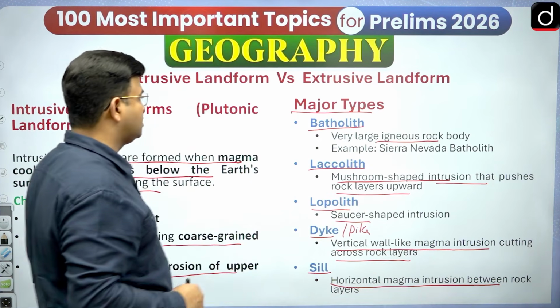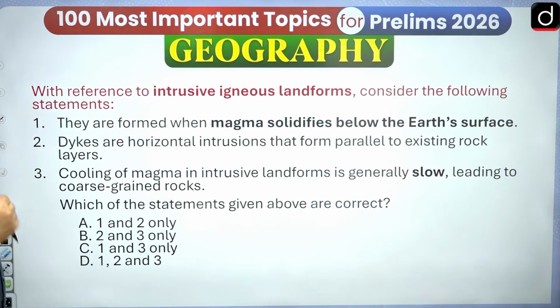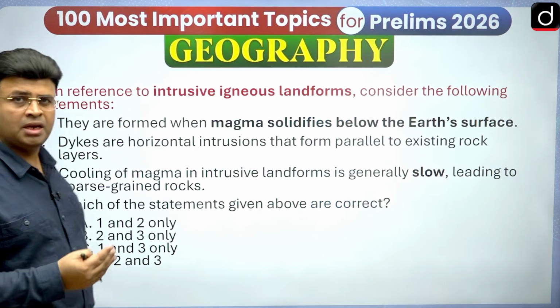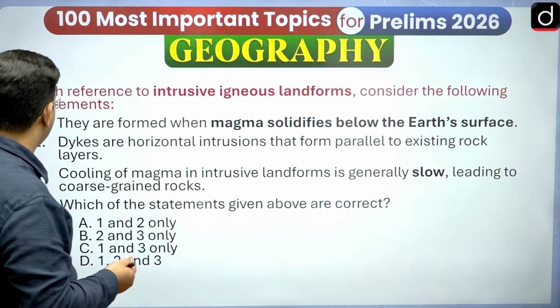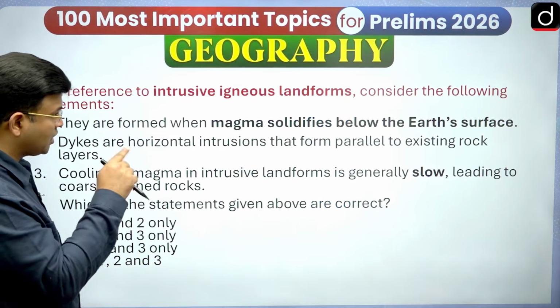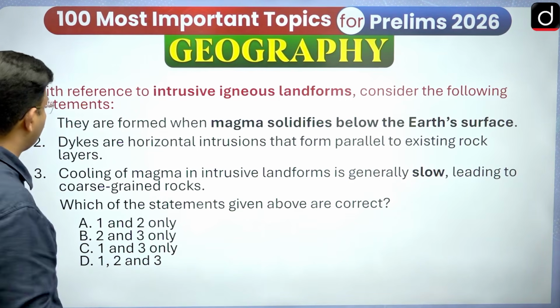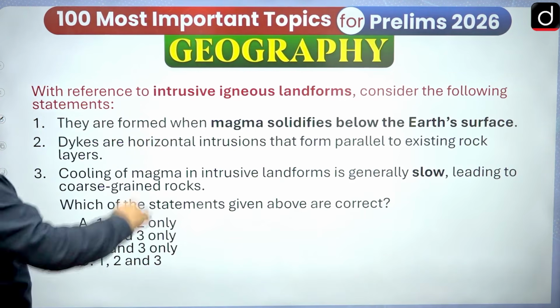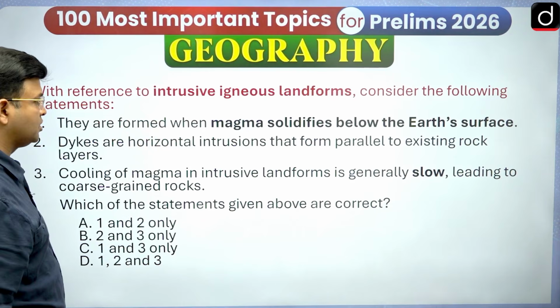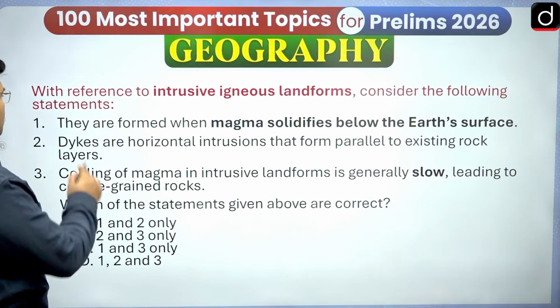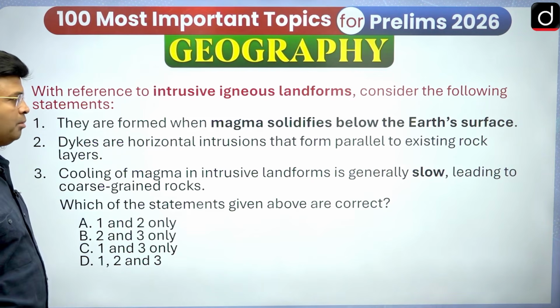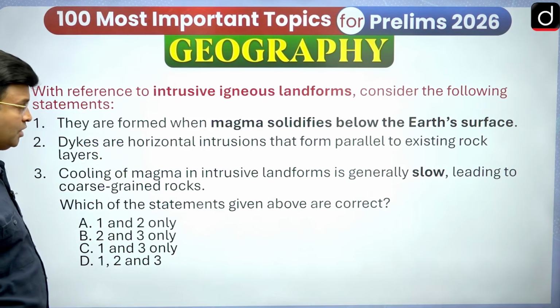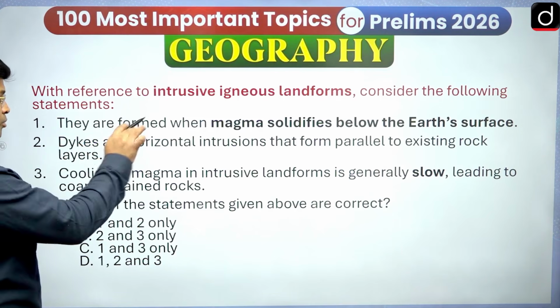Okay, this is about intrusive volcanic landforms. Let us see a question based on intrusive igneous landforms. With reference to intrusive igneous landforms, consider the following statements. First statement: they are formed when magma solidifies below the earth's surface.